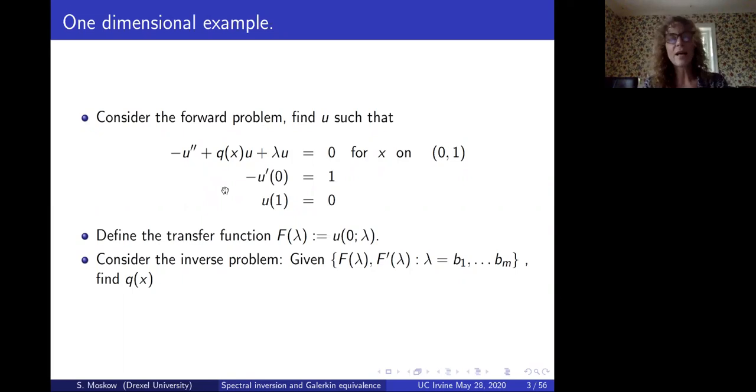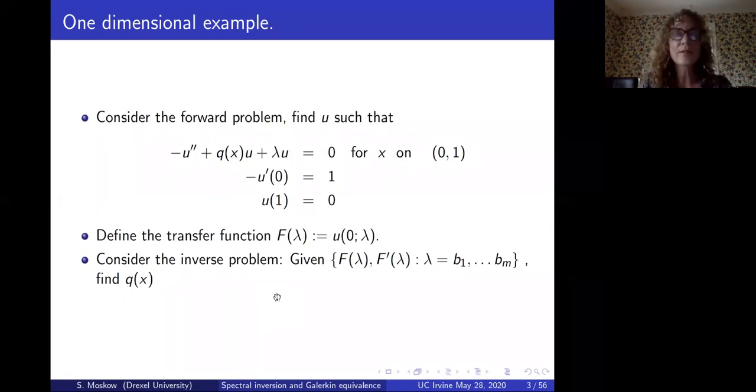Then we could define what we call the transfer function, which is just the resulting solution at zero. So we have a source at zero, and then there's a solution at zero. And we could look at the resulting solution at zero as a function of lambda. So this is the transfer function.